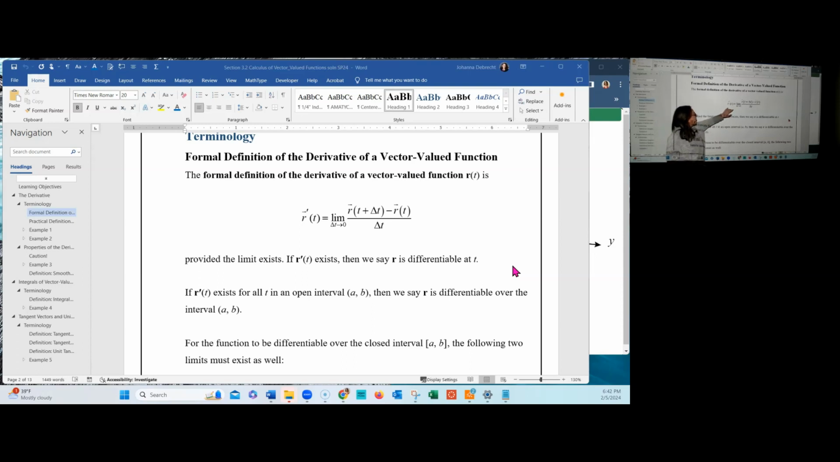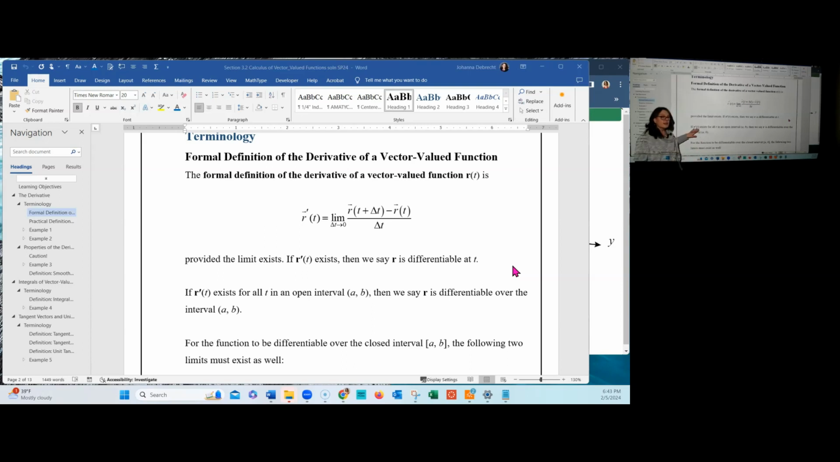It's basically the same. The derivative of a vector-valued function r of t, r prime of t, is the limit as delta t goes to 0 of the vector-valued function evaluated at t plus delta t, moving over a little bit, minus r of t, all divided by delta t. This sounds exactly like the difference quotient that we saw in Calculus 1. Now, this is true provided the limit exists, then it is what we say differentiable at t.